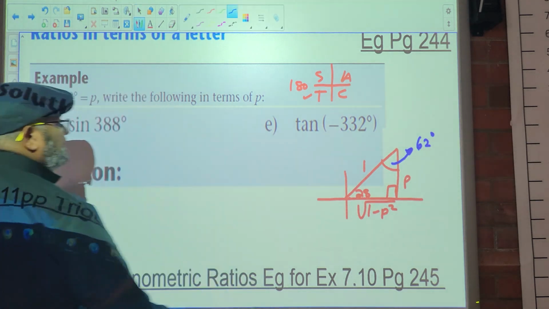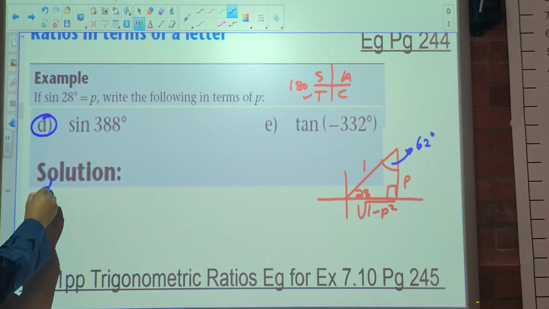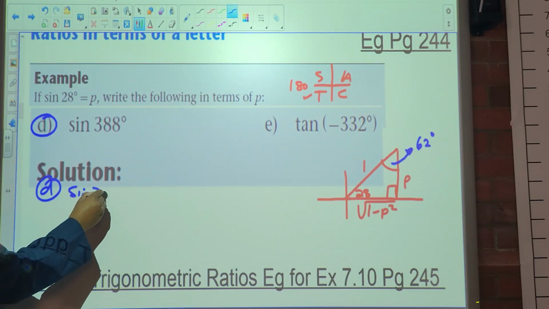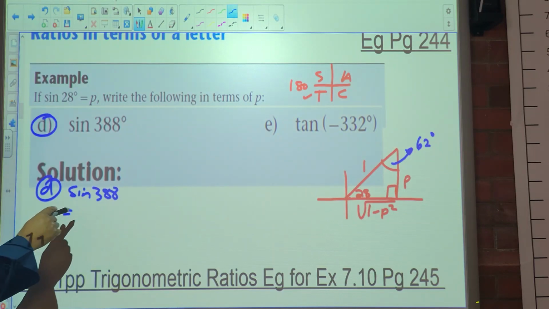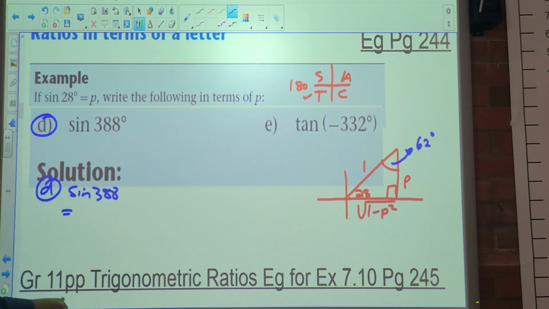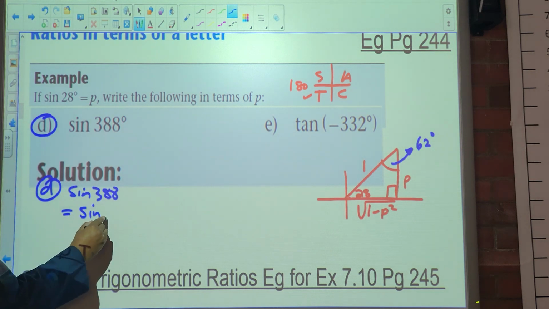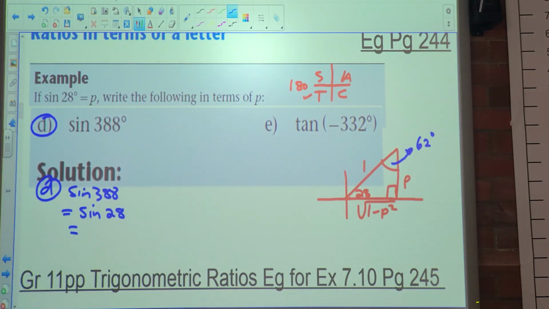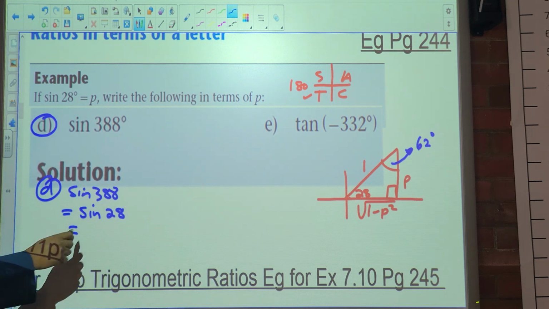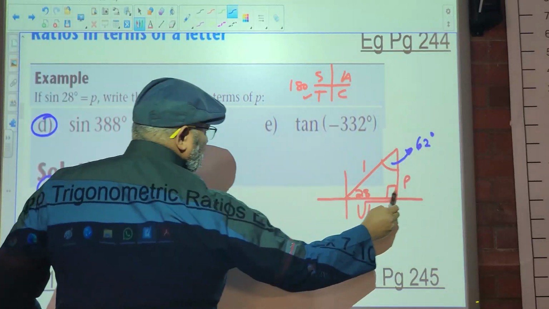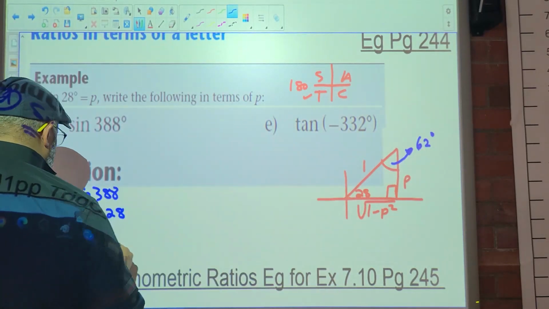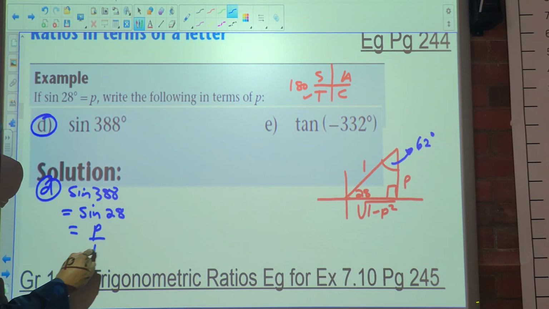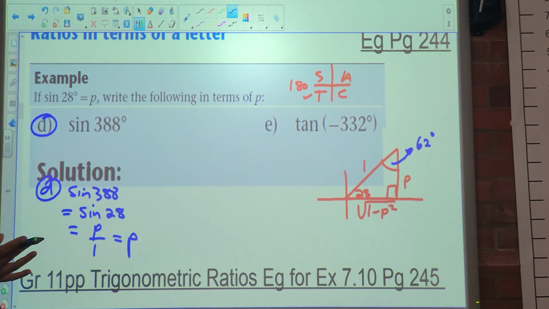So D, sine of 388. This is over 360, so what do we do? Minus 360, which is the same as sine of 28. Remember, if I add or subtract 360 from an angle, I don't change the value of anything. So sine of 28, sine is opposite over hypotenuse. So it's p over 1, which is p. Or I could have just written p.